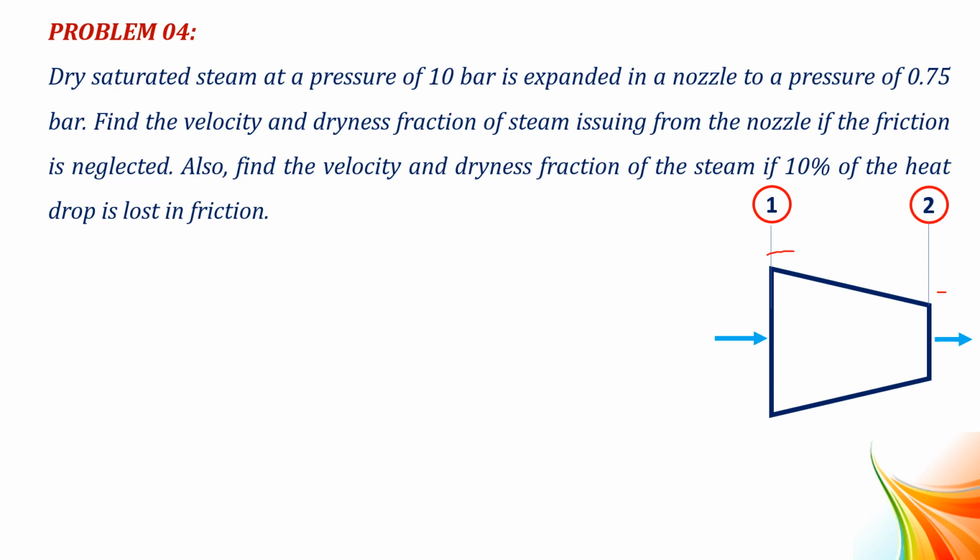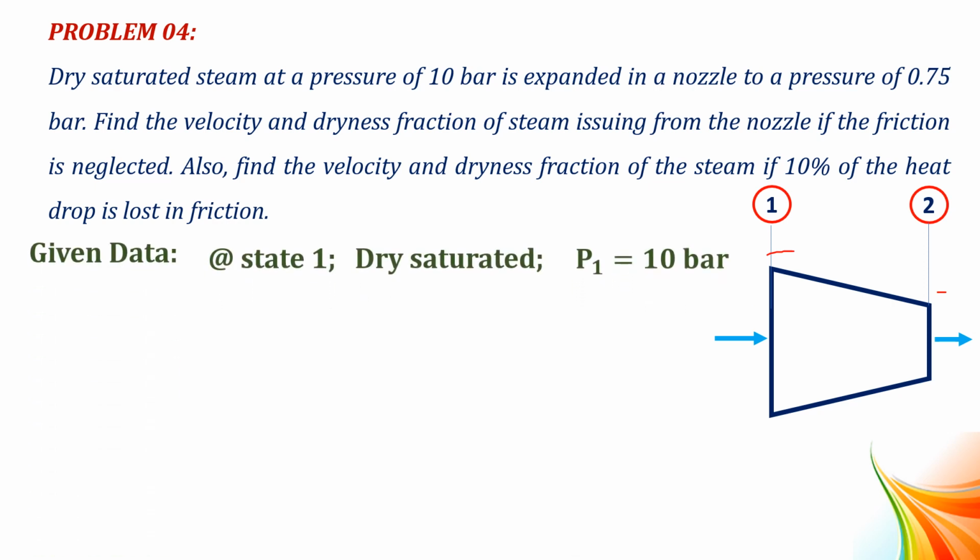Find the velocity and dryness fraction of the steam issuing from the nozzle if the friction is neglected. There is no friction loss. Also find the velocity and the dryness fraction of the steam if 10% of the heat drop is lost to friction. There are two cases given. One case is without friction, another case is with the friction of 10%.